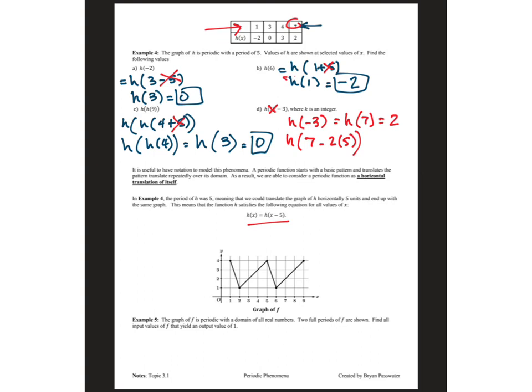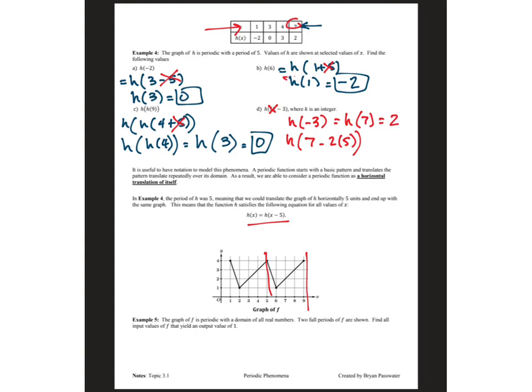Okay. Example 5 says, the graph of f is periodic with a domain of all real numbers. 2 full periods are shown. Do you see them? Okay, I can see basically 2 cycles. Find all input values of f that yield an output value of 1.